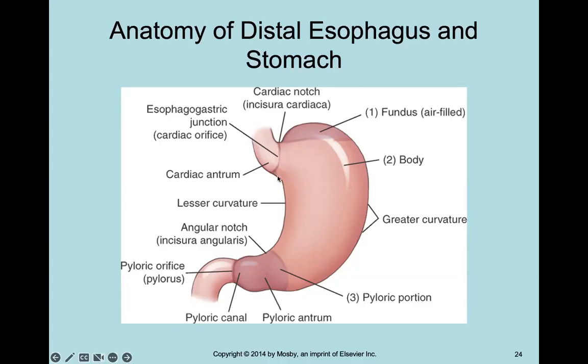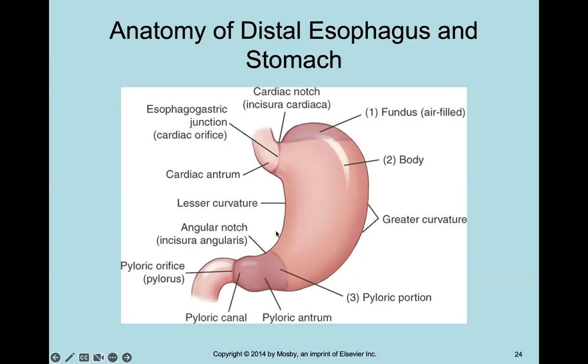We have the esophagus, right? And it's going to connect to the stomach. So this is called the EG junction, esophagogastric junction, or the GE junction. Some call it the gastroesophageal junction, also called the cardiac orifice. It has many names, okay? But you should probably just go by esophagogastric. It's the easiest to remember, okay?